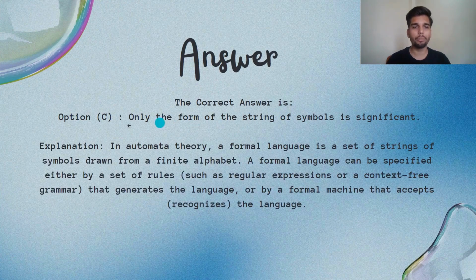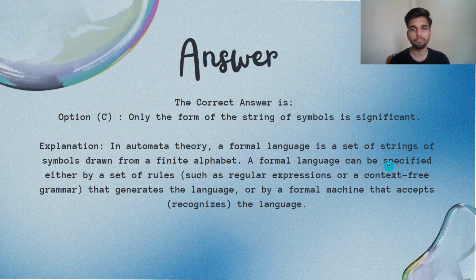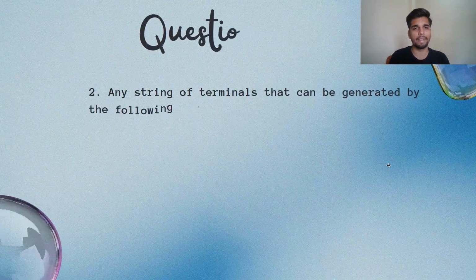So the correct answer is option C, only the form of the string of symbols is significant. As in automata theory, a formal language is a set of strings of symbols drawn from a finite alphabet. A formal language can be specified either by a set of rules, such as a regular expression or a context-free grammar that generates the language, or by a formal machine that accepts or recognizes the language. Let's move to question number second.